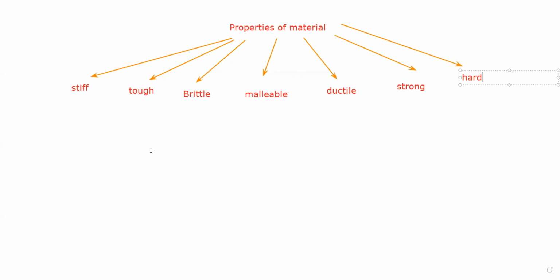Now, what are the definitions? I shared one file with you. All the definitions are there. So I will just explain the concept, the meaning of each term. The term stiffness means a stiff object will show that a greater force is required to produce a small extension.